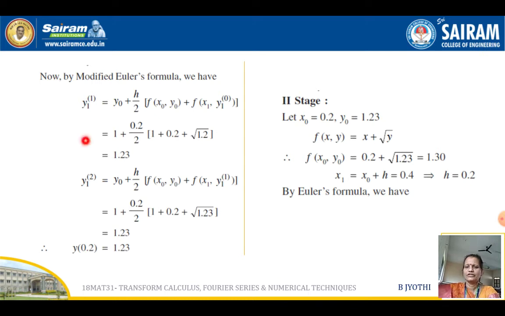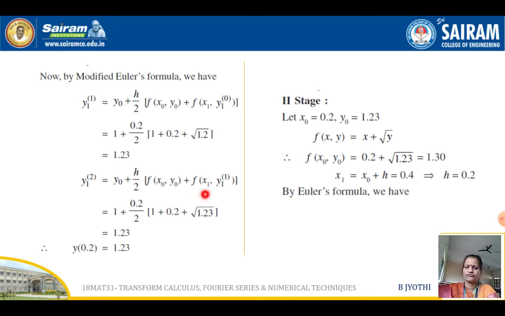Now, by using the modified Euler's formula, we have y1 of 1 as y naught plus h by 2 into f of x naught comma y naught plus f of x1 comma y1 of 0, where y1 of 0 is obtained in the Euler's method. So, 1 plus 0.2 by 2 into 1 plus 0.2 plus 1.2 under the root, which on simplification gives us 1.23.